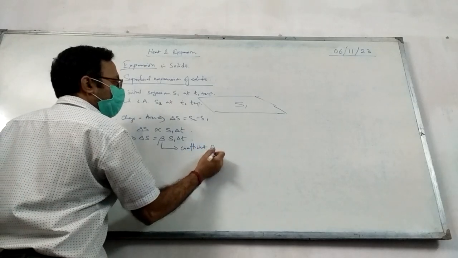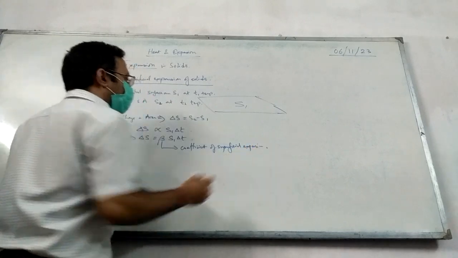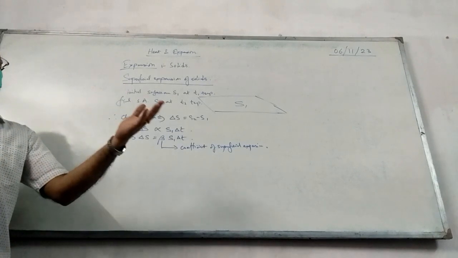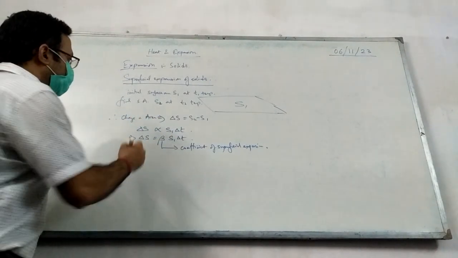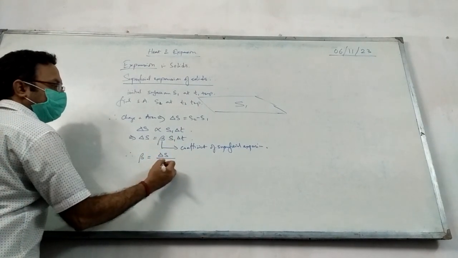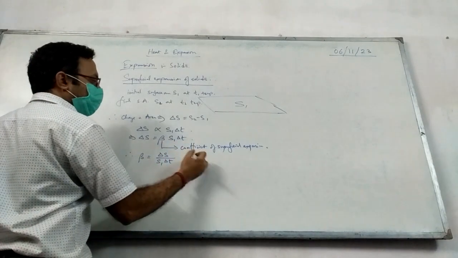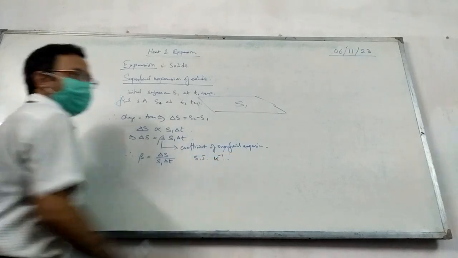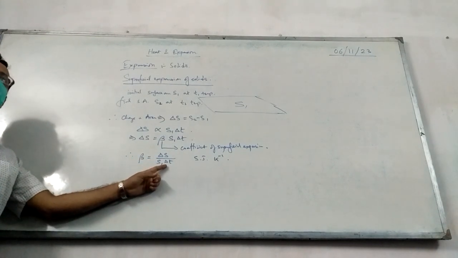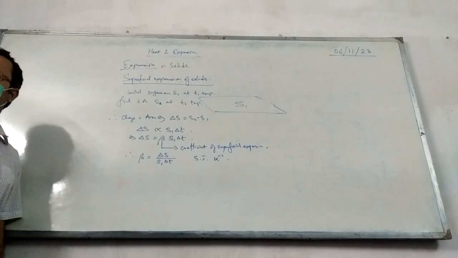Beta is the coefficient of superficial expansion. All these coefficients of expansion are material dependent, meaning if you take iron, the value will be different from that of copper. If you want to find the value of beta, beta is equal to delta S by S1 into delta T. So the SI unit is again per Kelvin, because the surface area dimension cancels and only delta T remains. Clear?